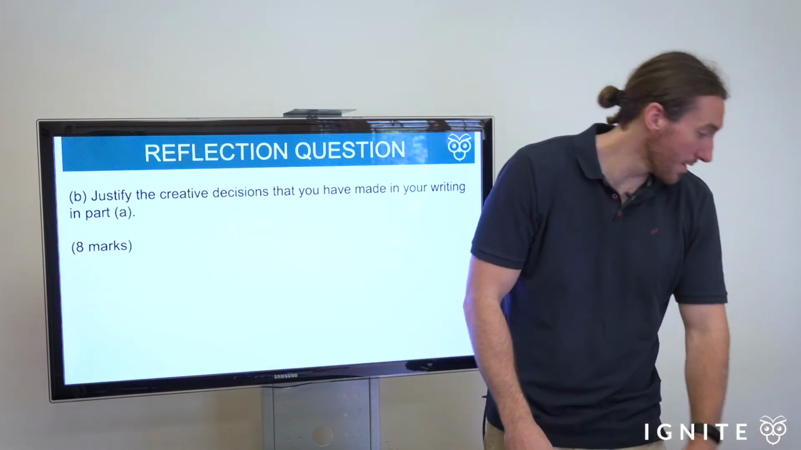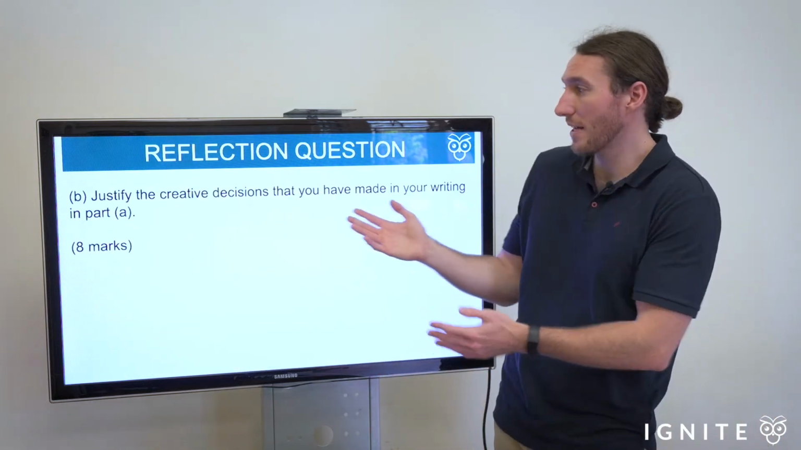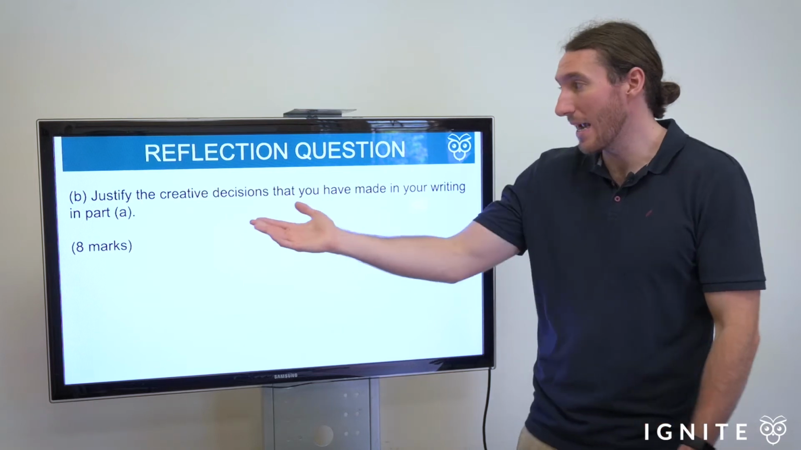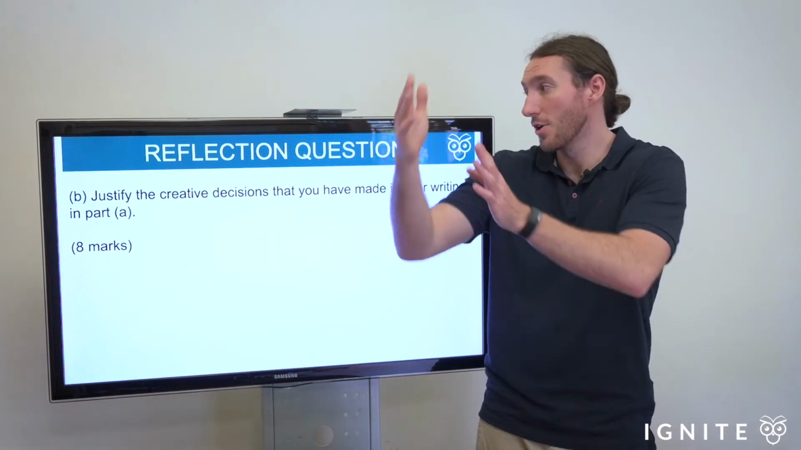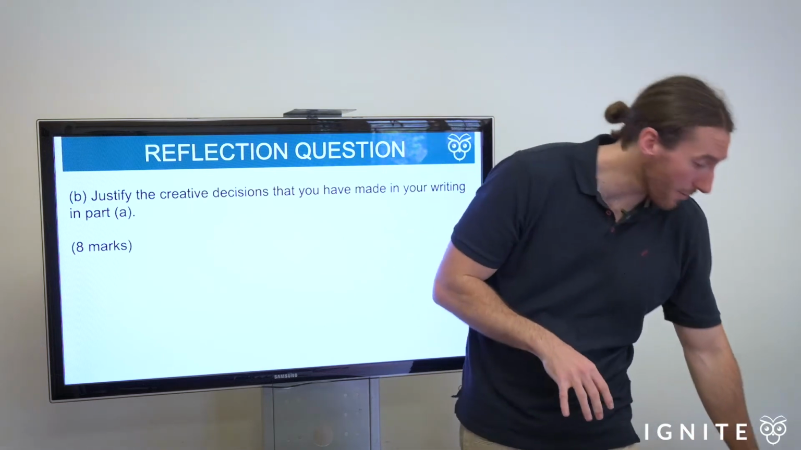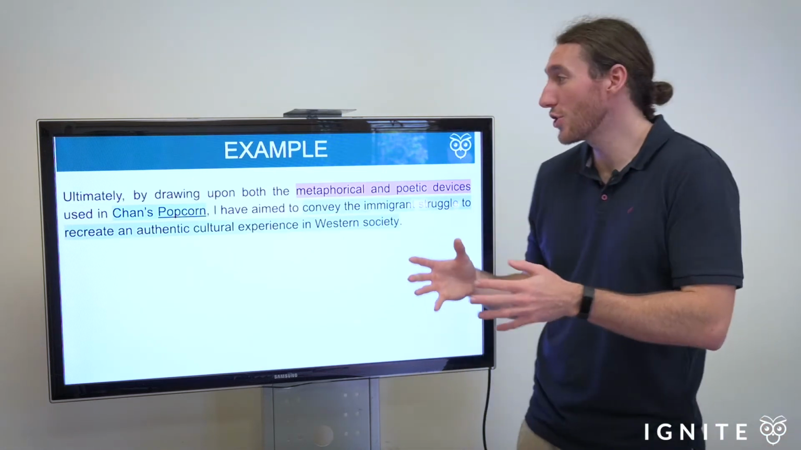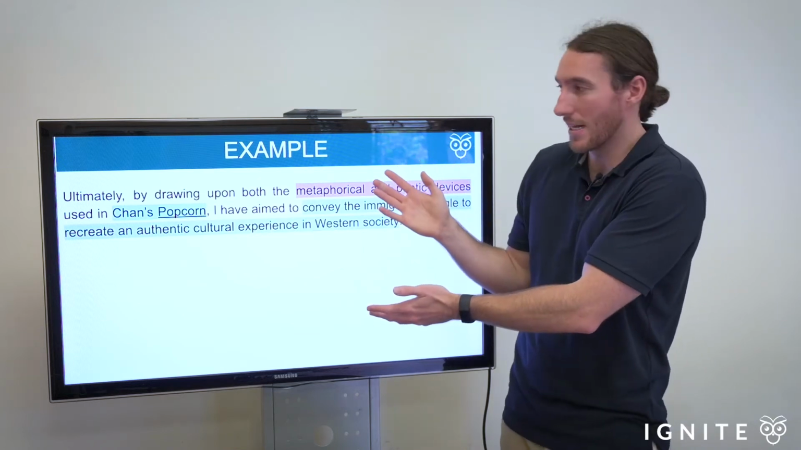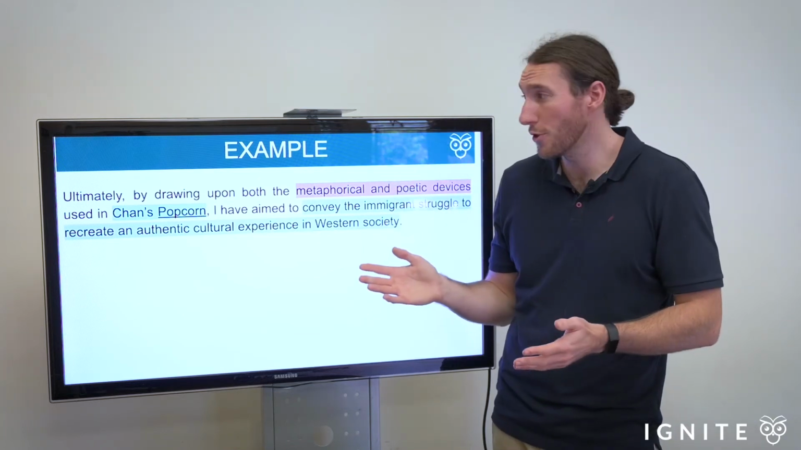Let's have a look at a sample reflection question here. Justify the creative decisions that you have made in your writing. So a simple question. Let's assume you've been addressing it throughout the introduction, the two body paragraphs, and then in the conclusion, here's an example, very basic example, but it should demonstrate the point for you.